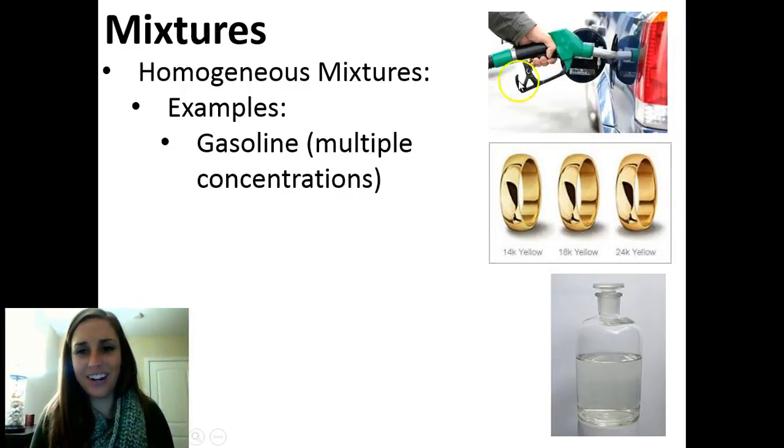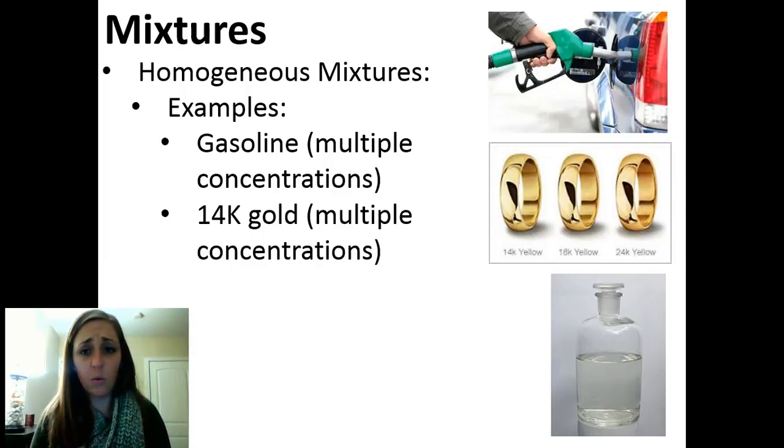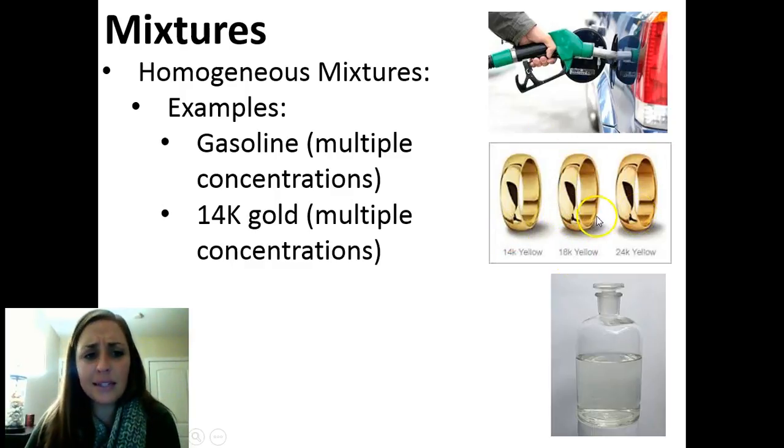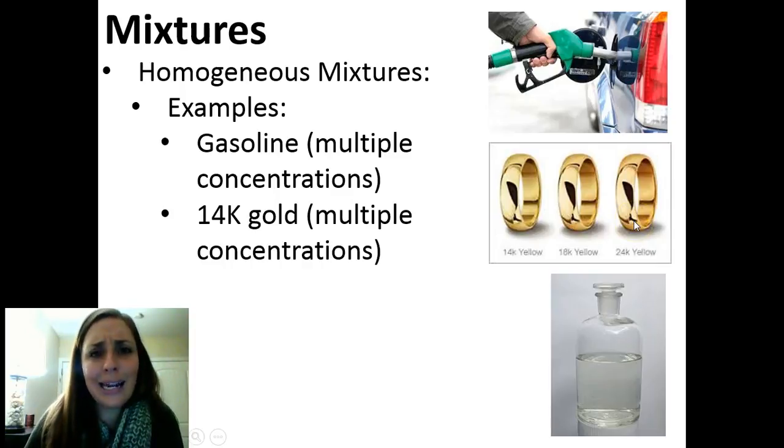So here's a picture of it, right? You're pumping. What octane do you want? 14 karat gold would be a mixture because there are multiple concentrations. You get 14 karat gold, 18 karat gold, 24 karat gold. What that means is it's referring to the concentration of gold. So a 24 karat gold ring is like 99% gold.